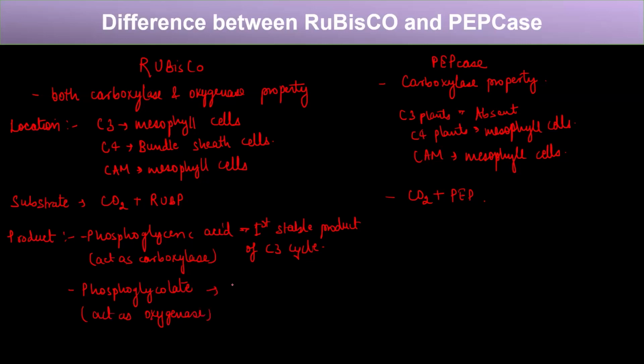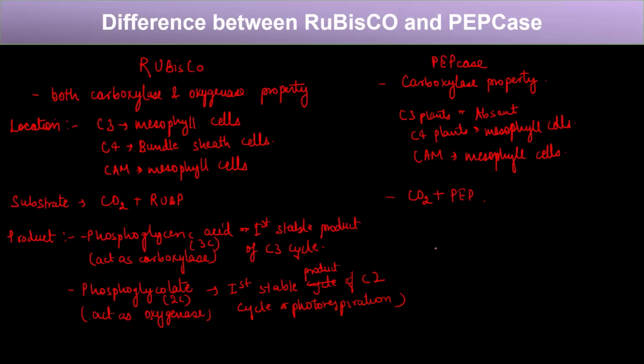And this is the first stable product of the C2 cycle, or photorespiration. This phosphoglycolate is 2 carbon, while phosphoglyceric acid is 3 carbon.